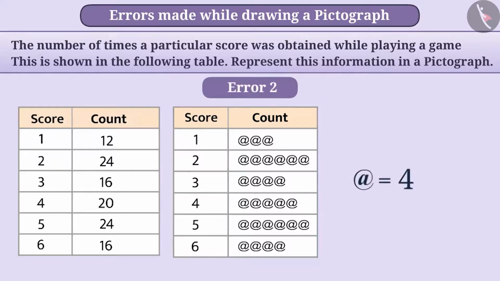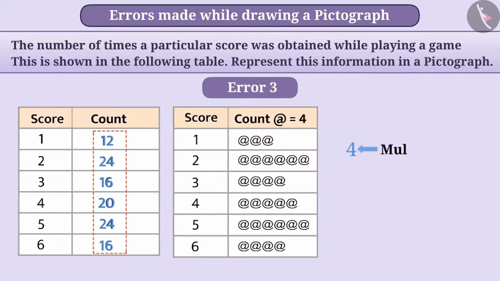Error 2. Some children choose a symbol, assign a value to it, and create a pictograph. But they do not show the value of the symbol on the pictograph. This makes it difficult to read the pictograph. Therefore, it is necessary to indicate the value of the symbol on the pictograph. Error 3. Here, all the numbers are multiples of 4.